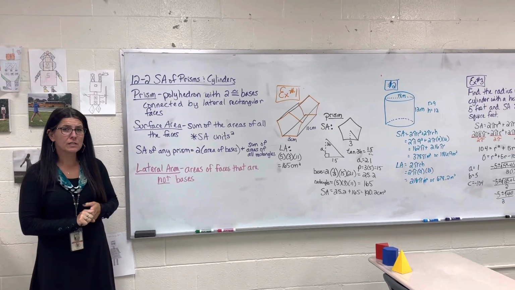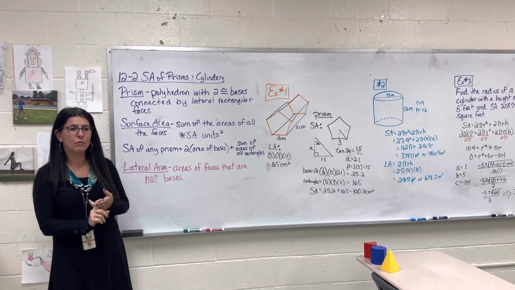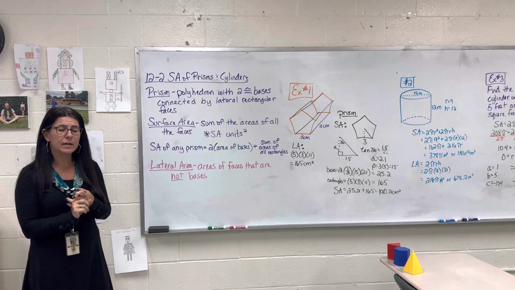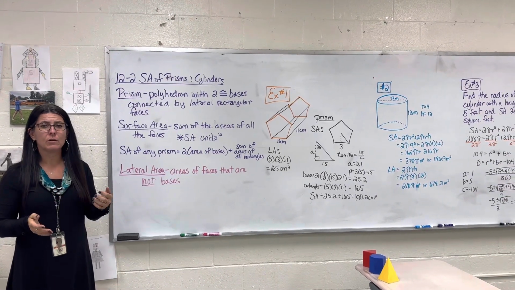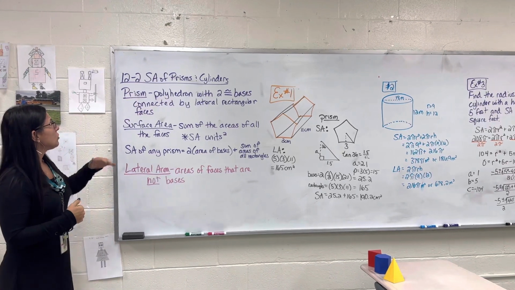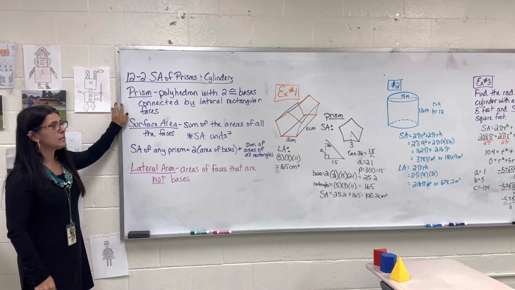We're covering two sections today. We're doing 12.2 and 12.3, which are both surface area. Most of these formulas are right on your formula sheet, so it's just a matter of knowing how to use those formulas. So 12.2 is surface area of prisms and cylinders.